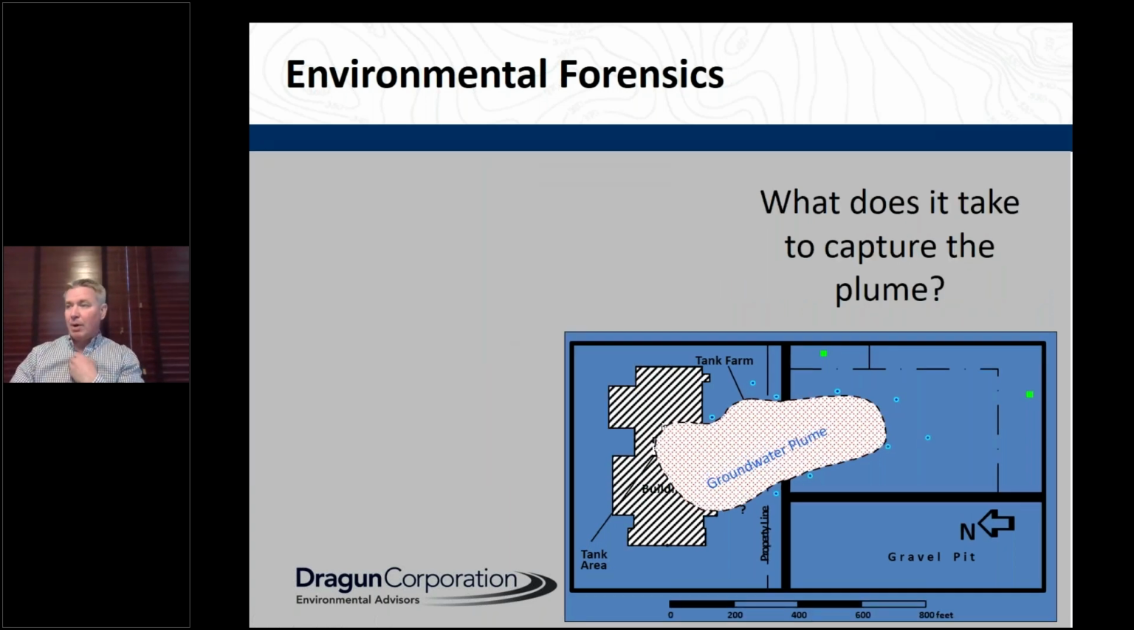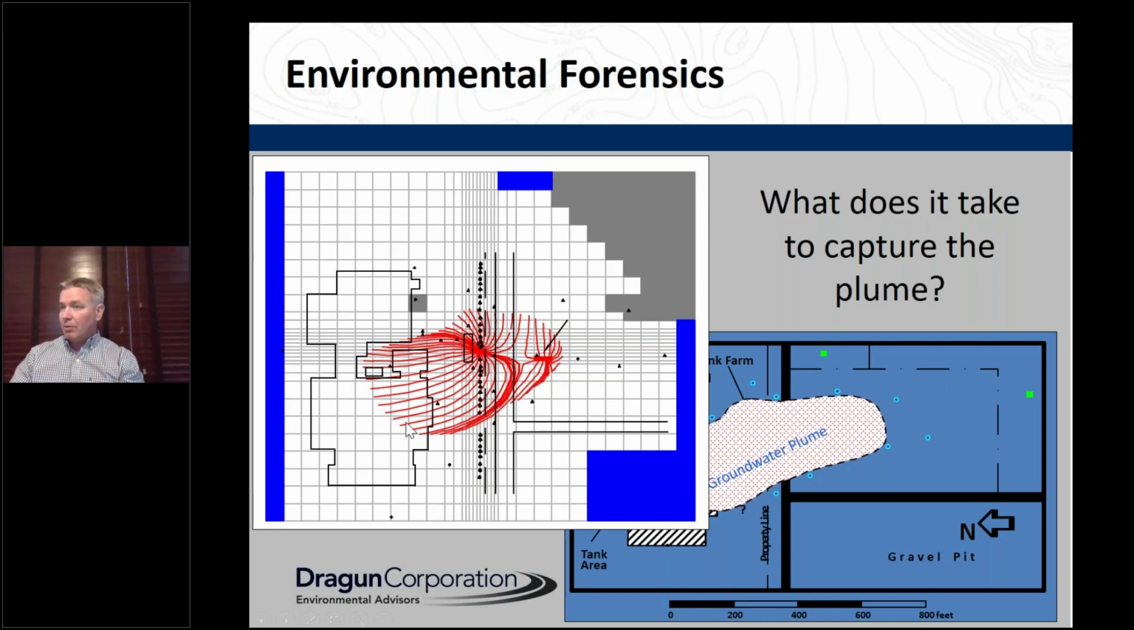Once we have a calibrated model, we can use the particle tracking tool to aid the remediation design. In this case, our objective was hydraulic control using pump and treat. So we dropped particles around the edge of the plume this time, and we were able to evaluate the number of extraction wells and the pumping rate needed to be able to capture the plume.